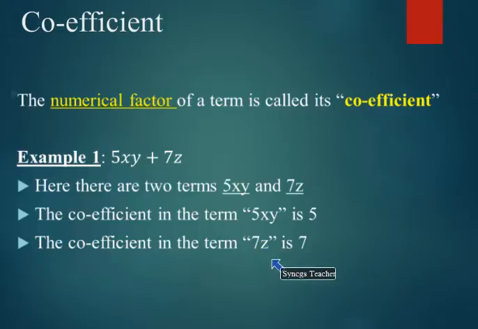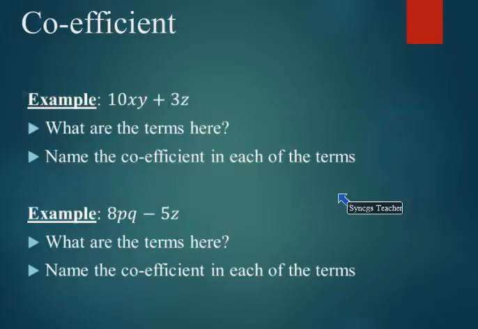Similarly, in the term 7z, the factors are 7 and z. So what is the numerical factor here? It is 7. So this 7 is called the coefficient of the term 7z. So let us see some more examples. The first example is 10xy plus 3z. So what are the terms here? 10xy and 3z. And what are the coefficients in each of the terms? For 10xy, the coefficient is 10, and for 3z, the coefficient is 3.